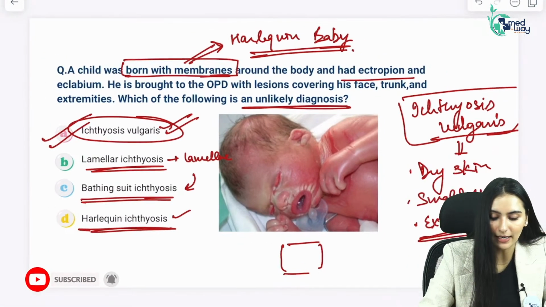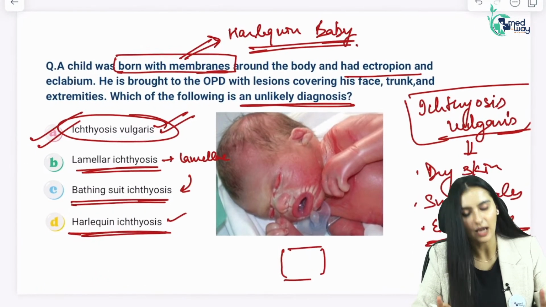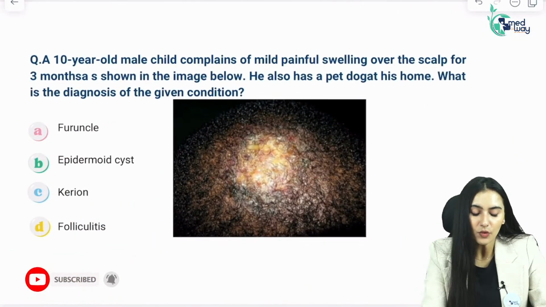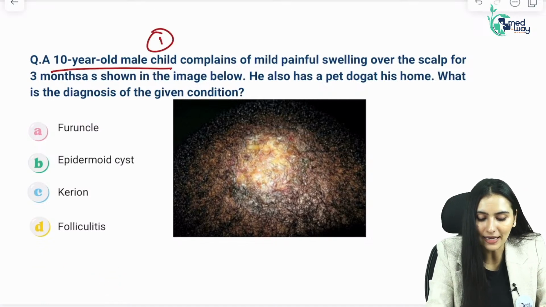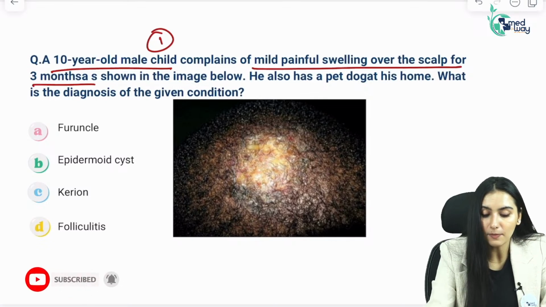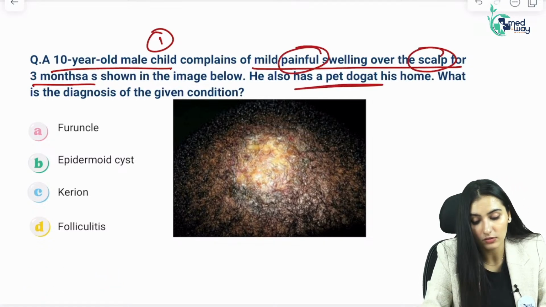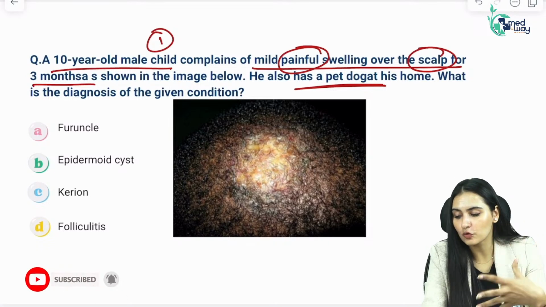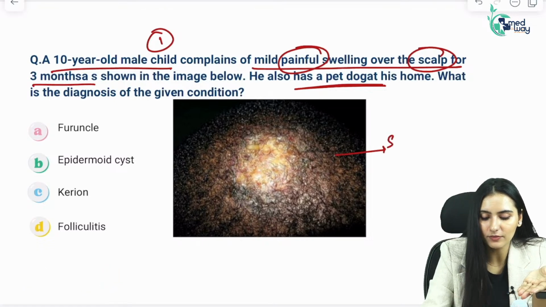So let's go ahead. I think I'm covering what I have written, sorry on my part, but I hope you understand what I'm trying to tell you. Okay. Next question. A 10-year-old, so it is a child, complains of mild painful swelling over the scalp for 3 months. There is a painful swelling on the scalp. He also has a pet dog. Okay. Which of the following is the diagnosis? If you want to let go of so much information, you can just look at it. It is a scalp lesion.